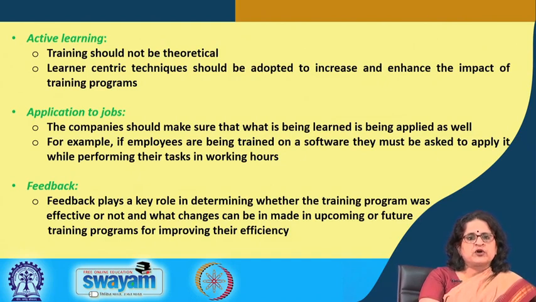So for example, if employees are being trained on a software, they must be asked to apply it while performing on the task during working hours. So this is how it's important that you ask or encourage your employees to apply what they have learned in their training program. And the fifth element for effective training programs is feedback.